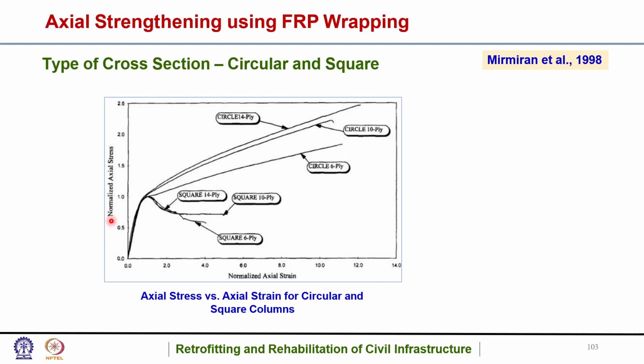So this was the result of the axial stress versus axial strain response for circular and square columns, as could be seen here. The circular column performed much better, okay. The square column's behavior was a little bit similar to that of a steel bar. It had a yielding point, and after that elastic limit it tried to reduce its strength, whereas the circular column kept on increasing.